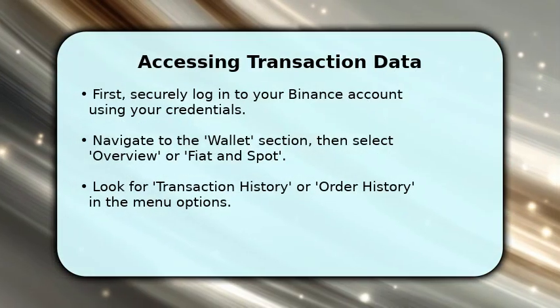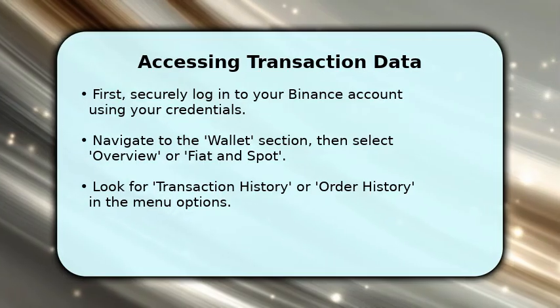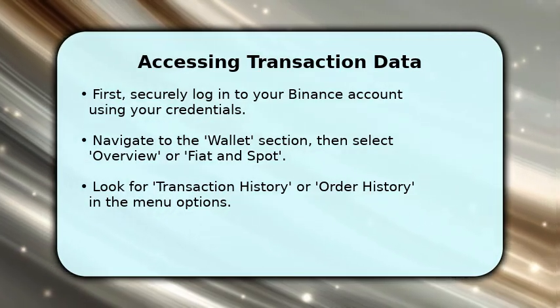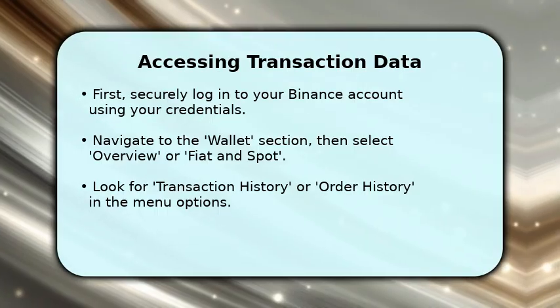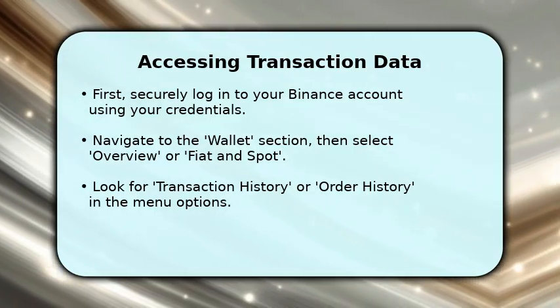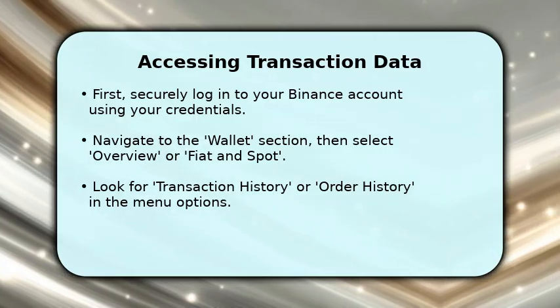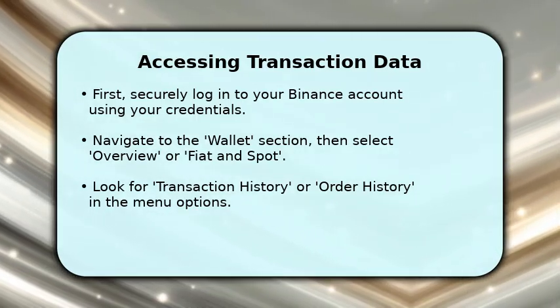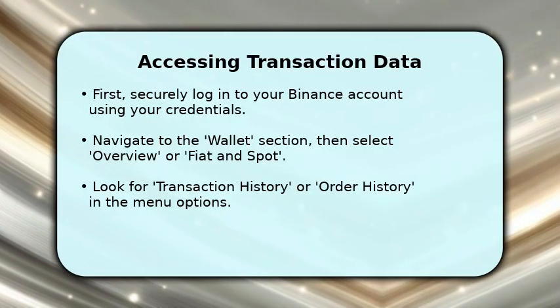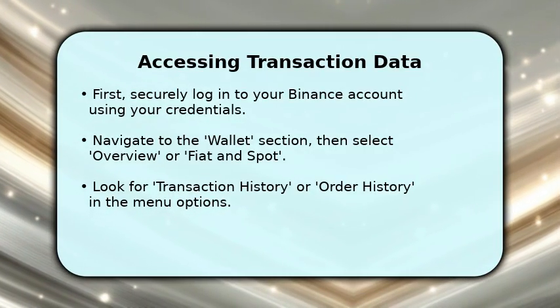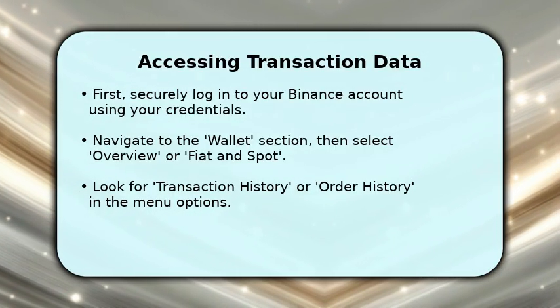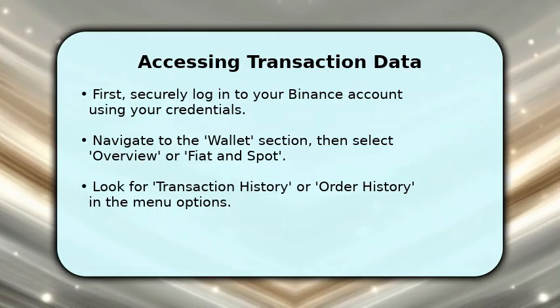To begin, log into your Binance account. Once inside, locate the Wallet section, usually found at the top navigation bar. From there, you'll want to select Overview or Fiat and Spot to see your main wallet details. Within this area, you'll find options like Transaction History or Order History, which are your gateways to all past activities. Click on the relevant option to proceed to the next step.